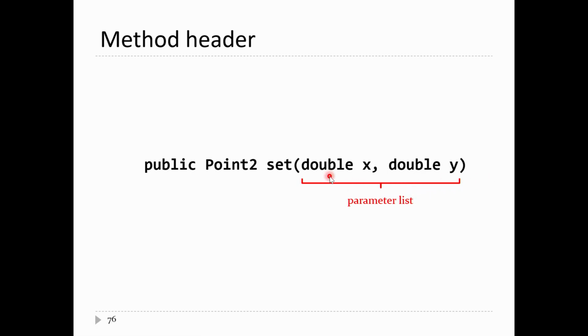Every parameter must have a type. And the correct way to think about the list of parameters is that these are variables that belong to the method.